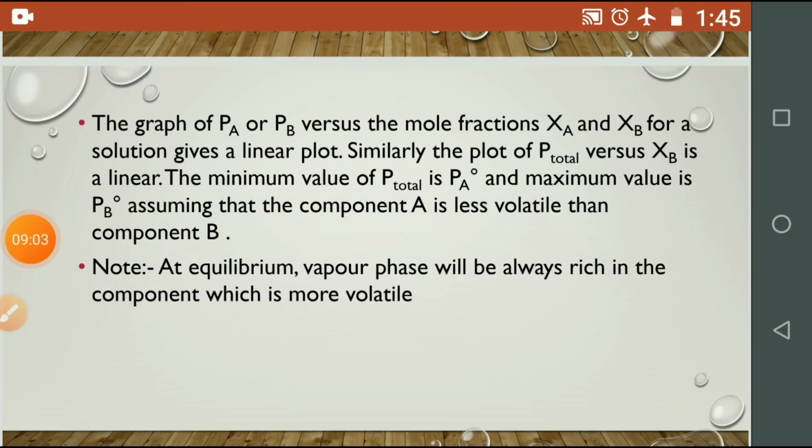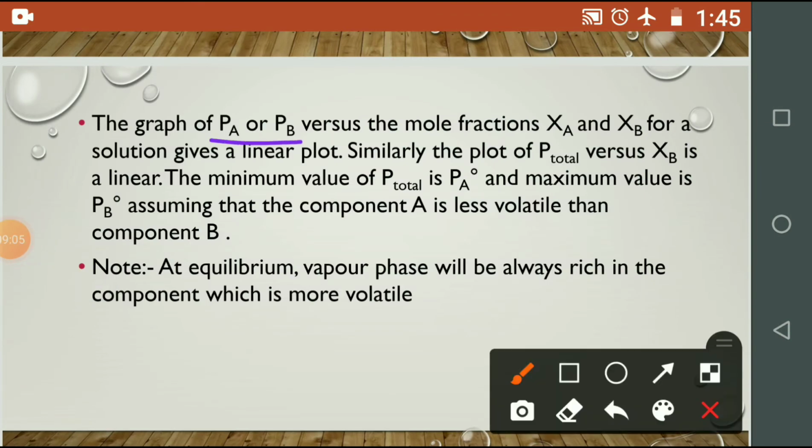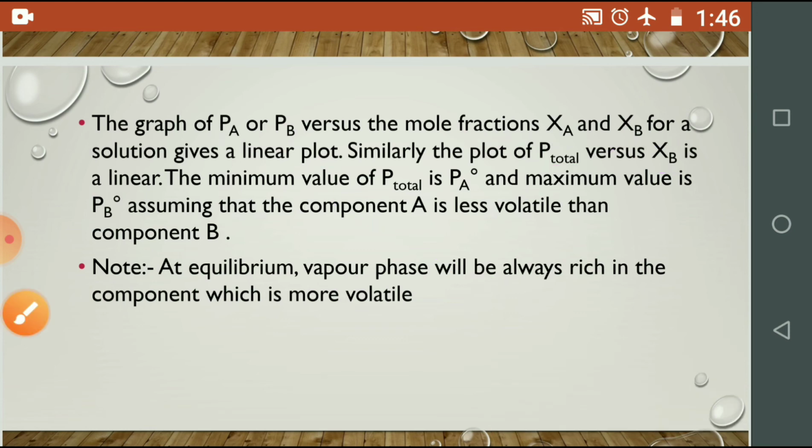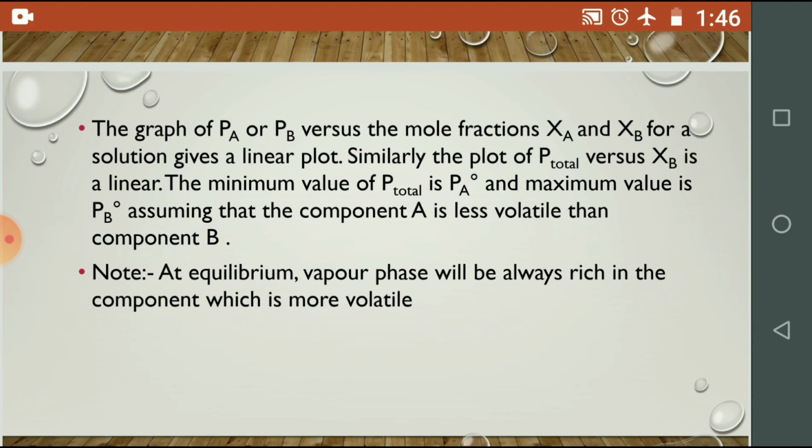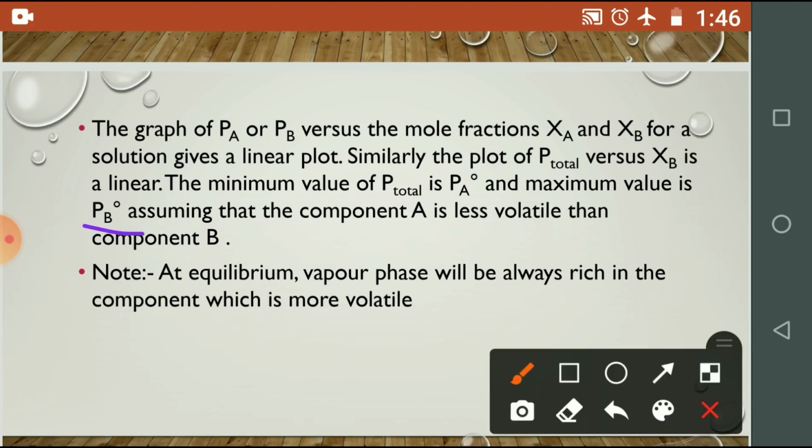The graph of PA or PB versus mole fractions A and B for the solution gives a linear plot. Just now we have seen. Similarly, the plot of P total versus XA is linear. The minimum value of P total is P naught A and maximum value is P naught B. Assuming that component A is less volatile than component B.